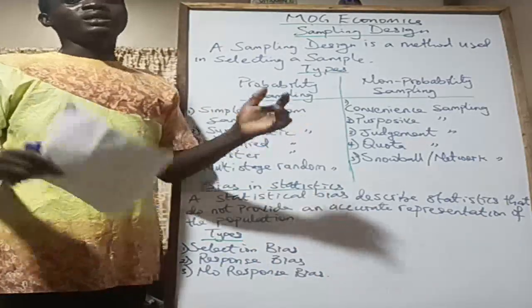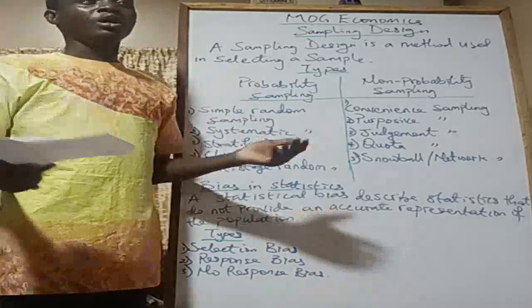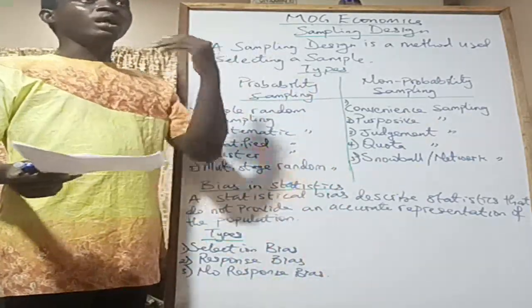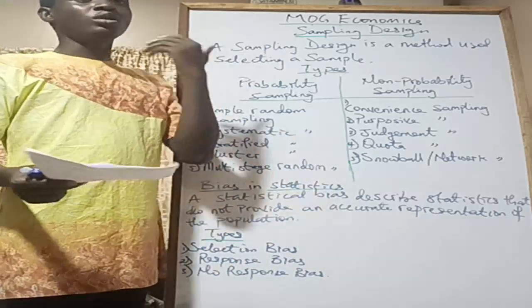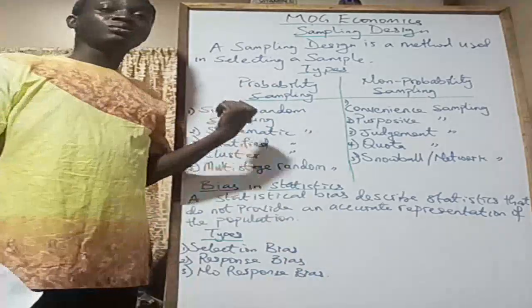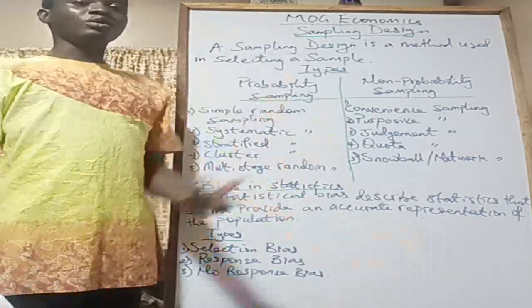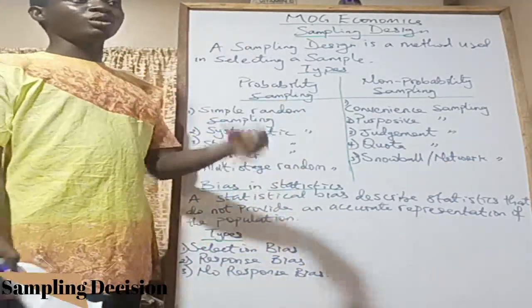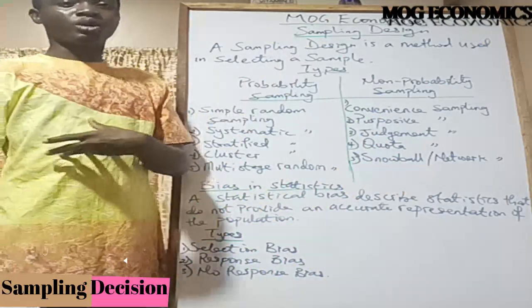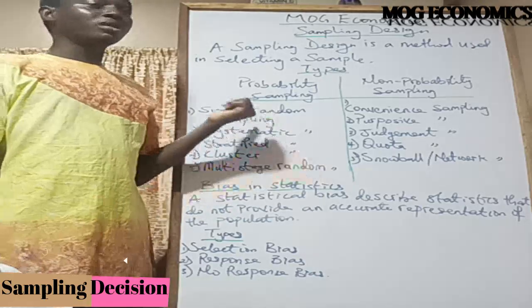So what does it do? It divides 300 into three. So it has 100 Yoruba people, 100 Igbo, 100 Hausa people. Out of these 100, it now does what it did for simple random sampling. For the first 100 per ethnic group, it numbers every one of them 1 to 100, 1 to 100, 1 to 100.